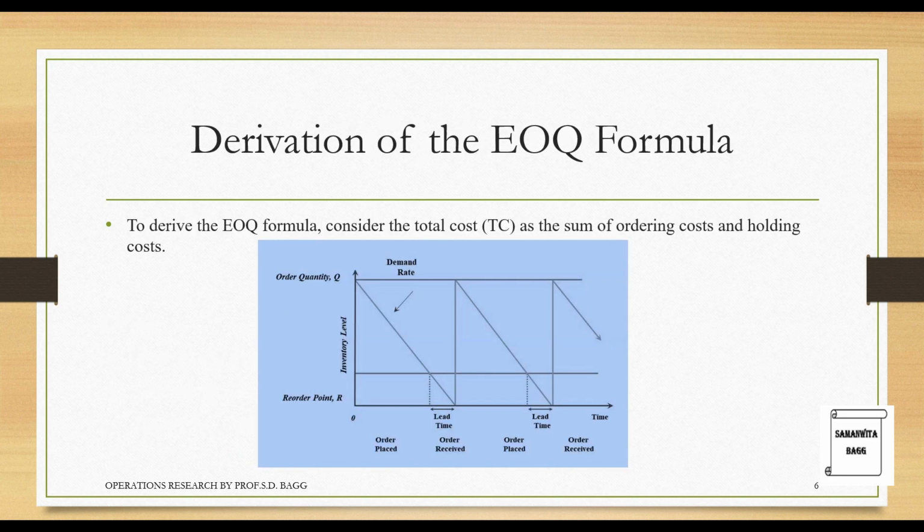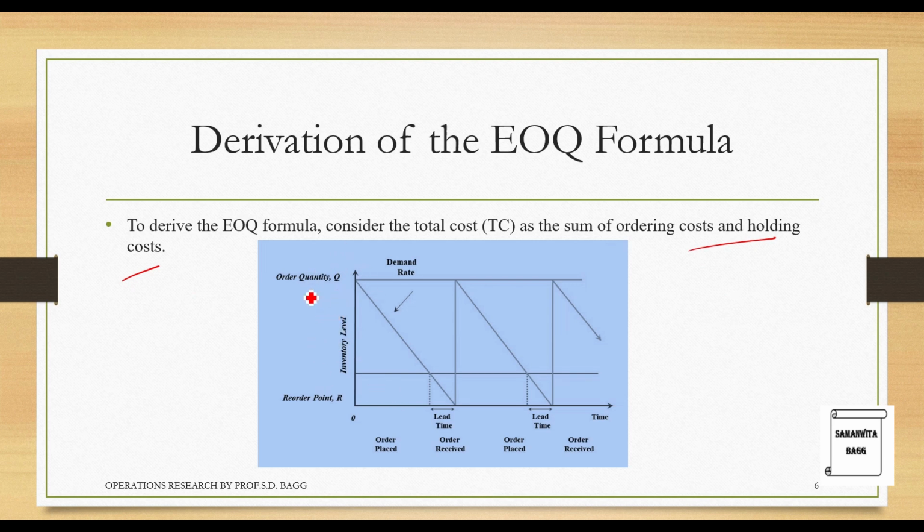We will see how is the formula derived for calculating the economic order quantity. To derive the EOQ formula, consider the total cost TC as the sum of ordering cost and holding cost. So this is very important. What are the two quantities? One is ordering and one is holding cost. Now if you observe over here, this is a diagram for the derivation.